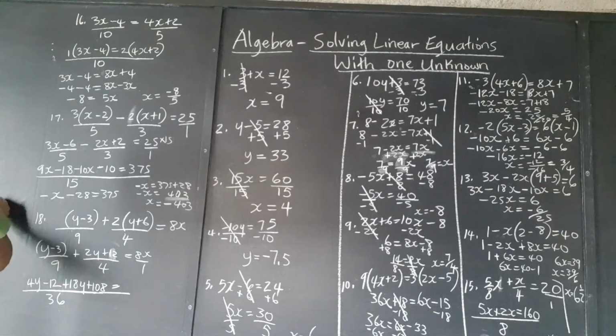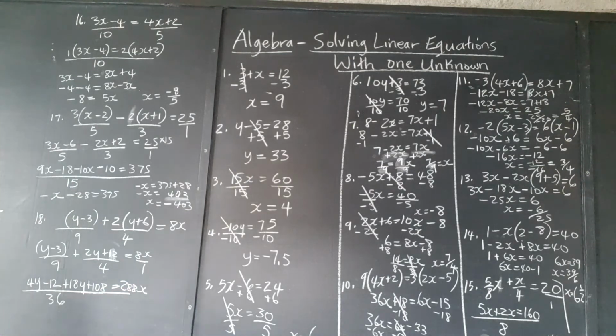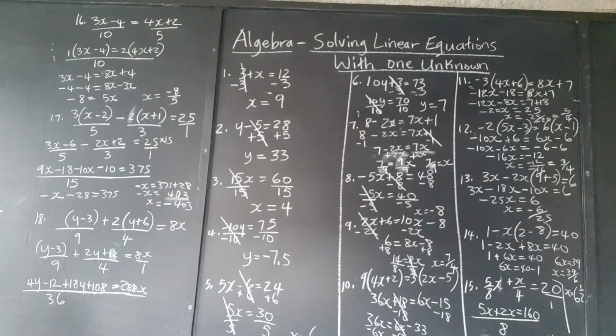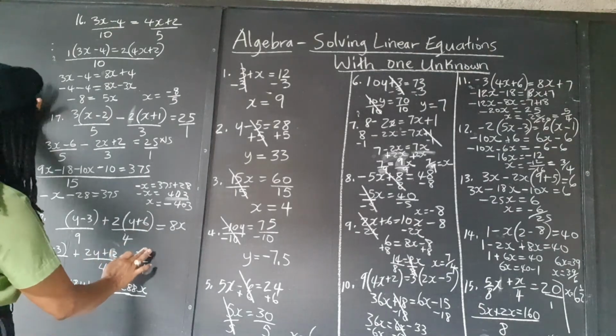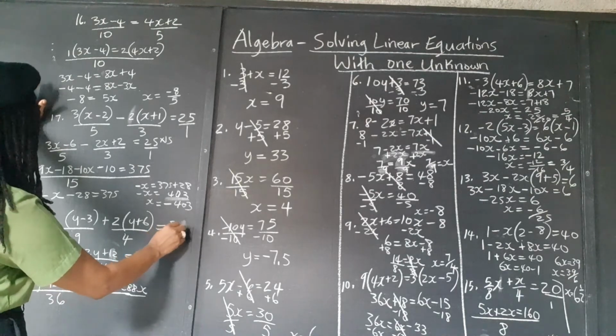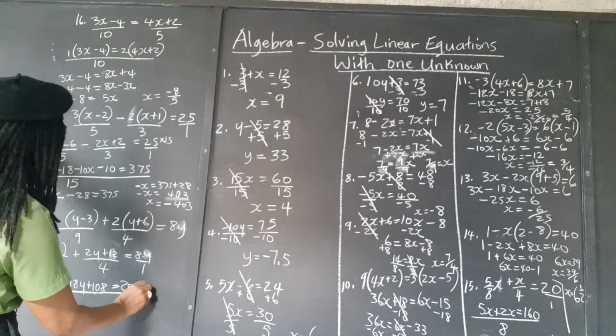8 times 36, 8 6s are 48, 8 3s are 24, and 4, 28. That's 288x. And that's as simple as we have it actually, because we have two variables. Actually, I think this was a y. This should be a y. Right, so it's one variable we're supposed to have.